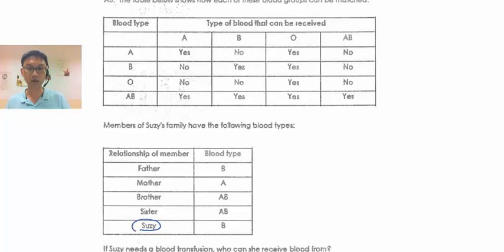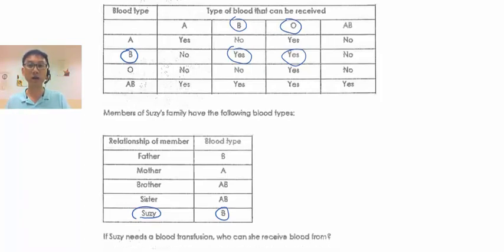Alright, Susie is here. What is her blood type? Her blood type is B. So let's look up the table here. So this is B. Okay, so what she can receive from is this and this only, and this is B and O. So she can only receive B and O type blood.